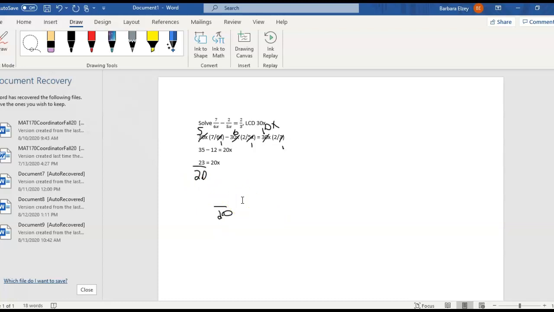Well, we know where that 20 is supposed to be. So we'll have 23 divided by 20 is equal to x. Now remember, in algebra, you can leave things in improper fraction form.